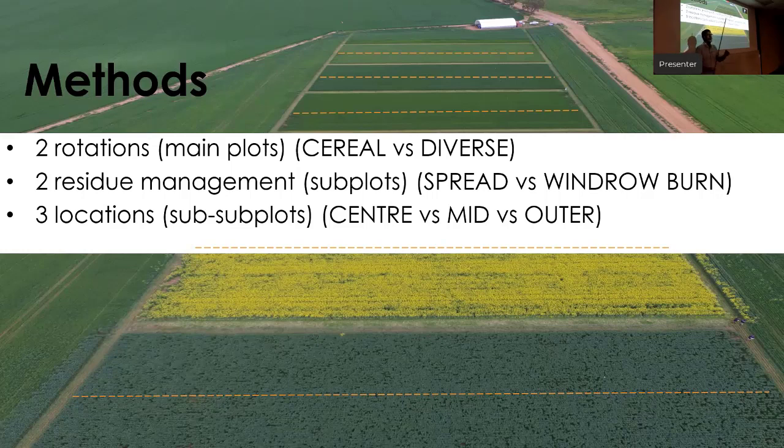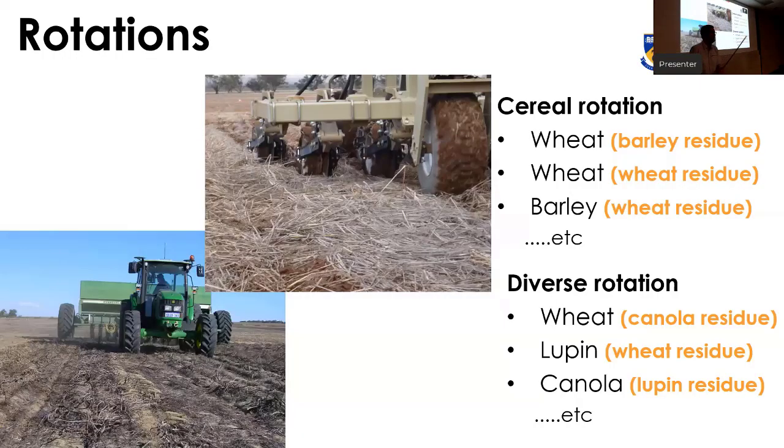In half the plot, we've done windrow burning. So we put all the residue in the windrow behind the harvester and then burnt it. And for the other half of the plot, we've spread the residue around to try to get a residue spread and an even covering. And we've looked at three different locations for subplots, right behind the harvester. I'll show you each of those in a bit more detail now.